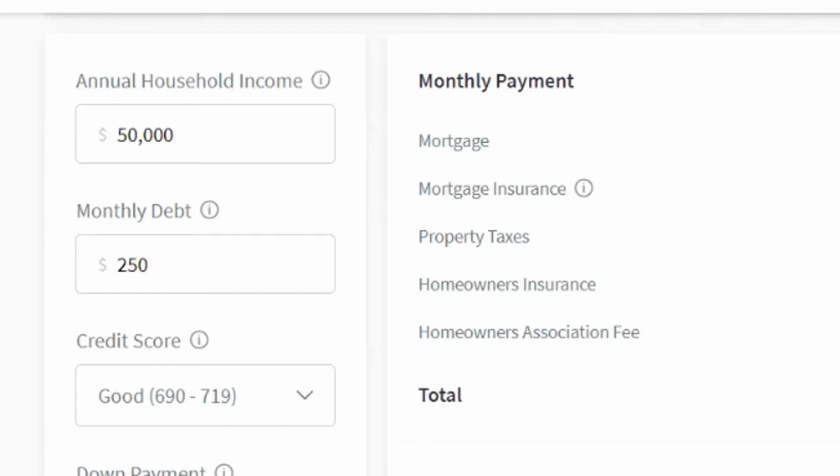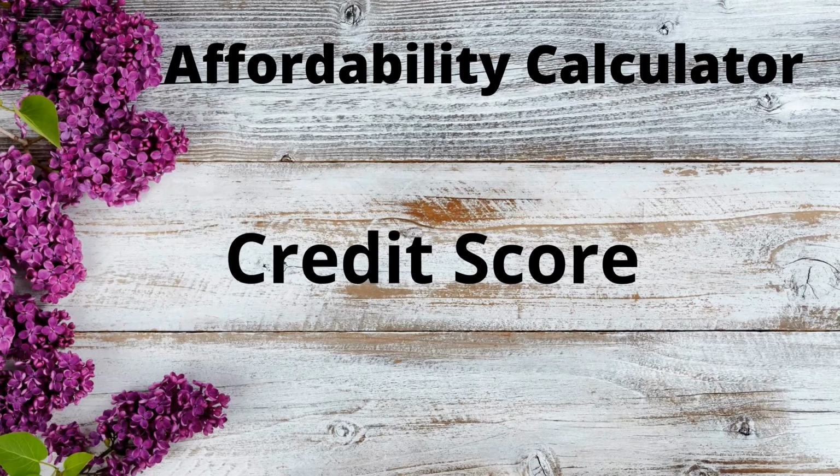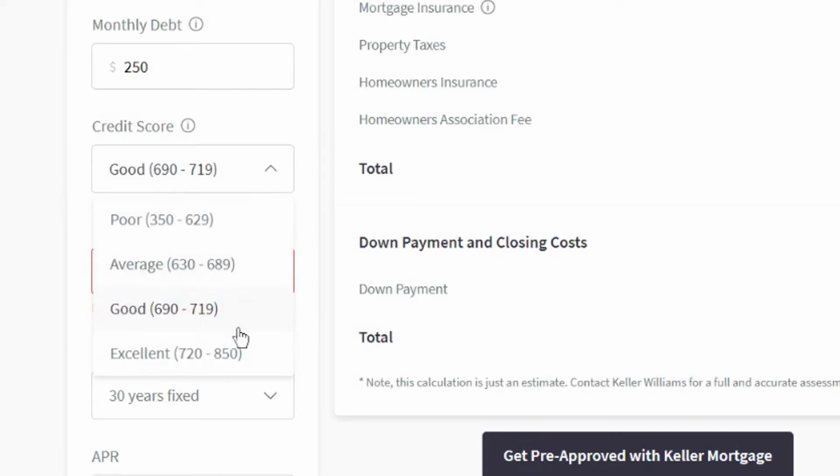Monthly debt. So this is debt that you owe, not your rent, but things like maybe you have student loan payments or a car payment, or you have some type of consolidation loan payment that you make each month. Credit score. So here, select your credit score. It's always good. We talked about one of the items that you need to know before you start looking for a house is what your credit is.